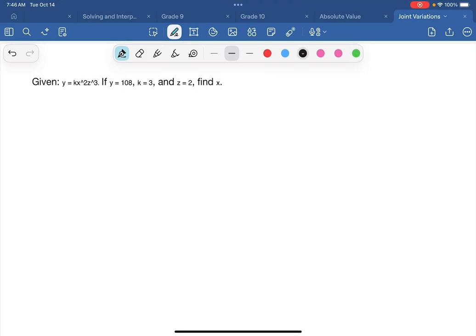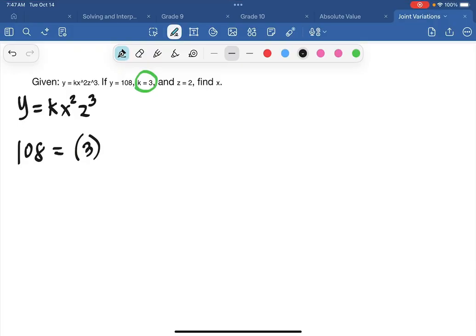For the next problem, let me rewrite this first. We have y equals kx squared z cubed. Now, we are given y varies jointly or directly as x squared and z cubed. And if y is 108, k is 3, and z is 2, find x. The good thing here is that we already have the value of k, so we could just have this directly. Now here, y is 108 equals, the value of k is 3.